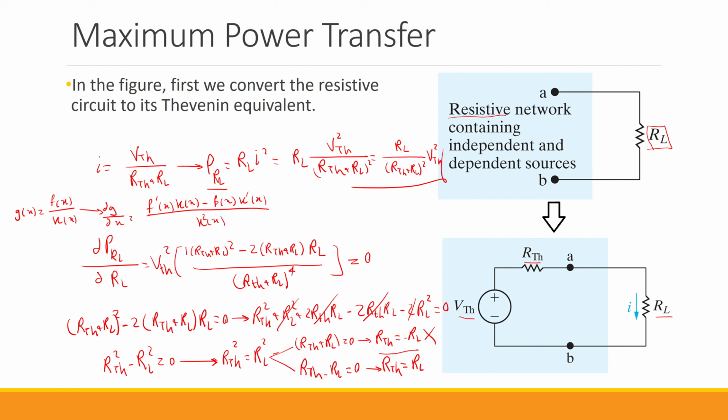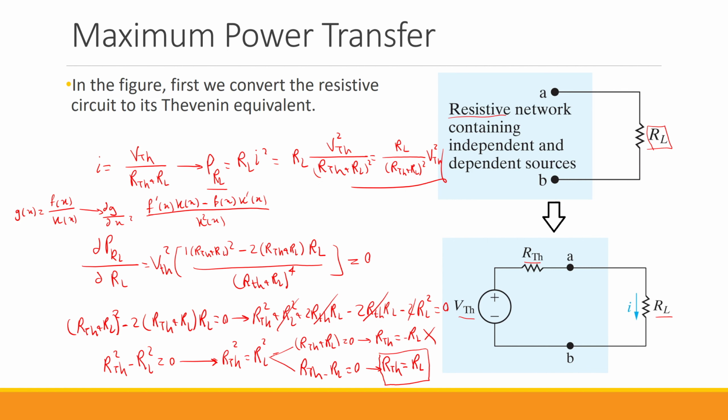But the second one makes sense, because it says that in order for this circuit to deliver the maximum power to this load resistance, RTH must be equal to RL. So that is the condition to have the maximum power transfer from the resistive circuit to the load resistance.